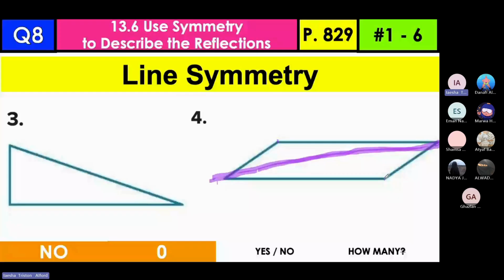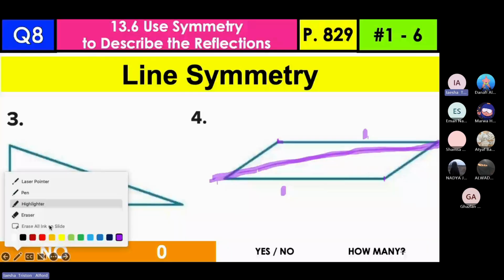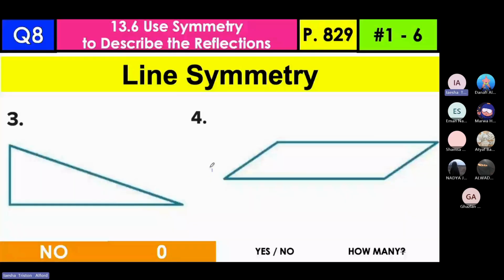No, because this corner, if I fold it, it's going to be here. And this corner, if I fold it, it's going to be here. So there's no way for these two corners to meet. So this one also does not have line symmetry. This one's a no.